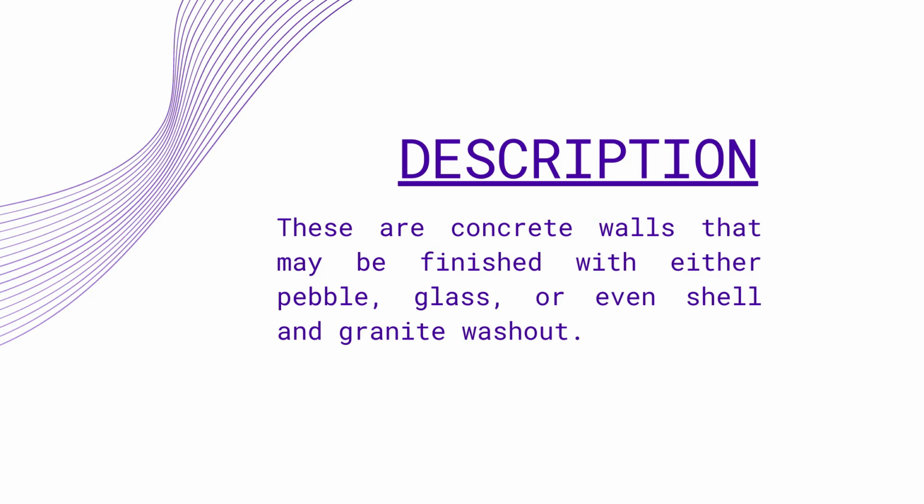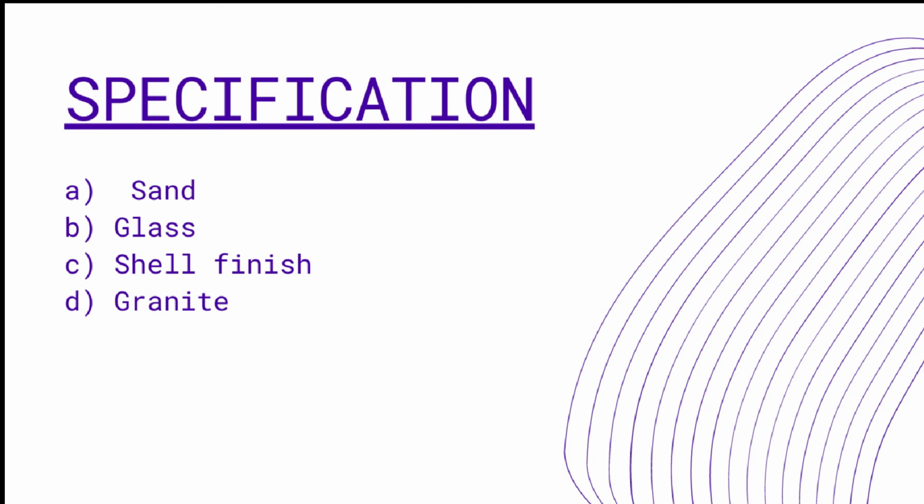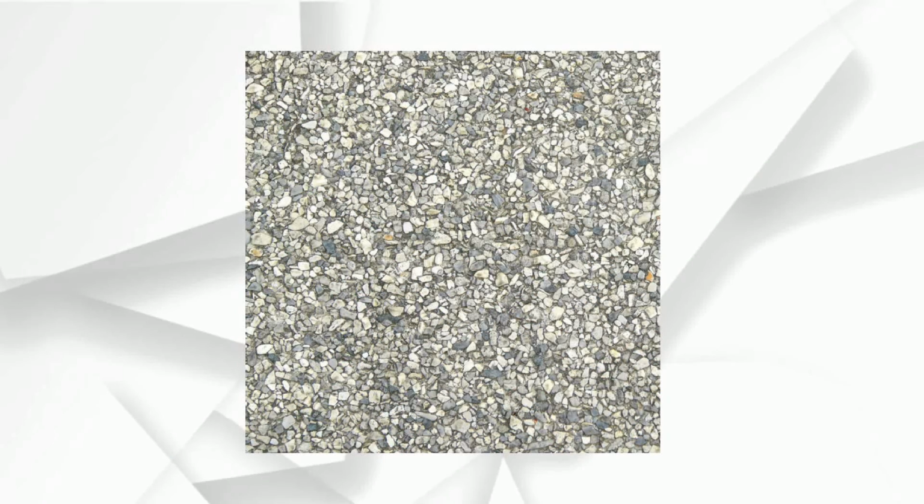Washout finishes. These are concrete walls that may be finished with either pebble, glass, or even shell and granite washout. Specifications available for this finish are sand, glass, shell finish, and granite. Installation.